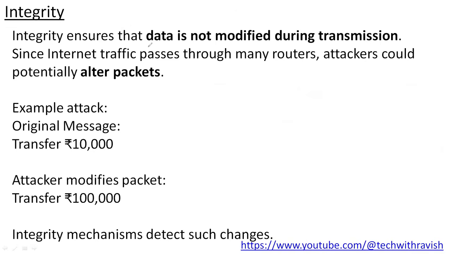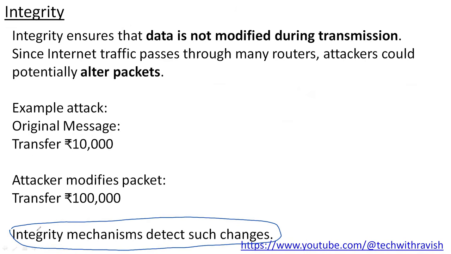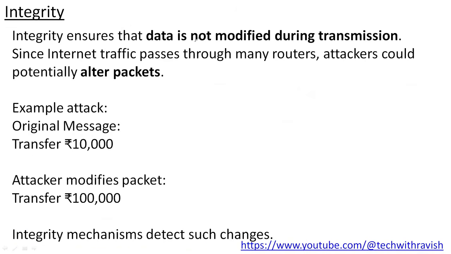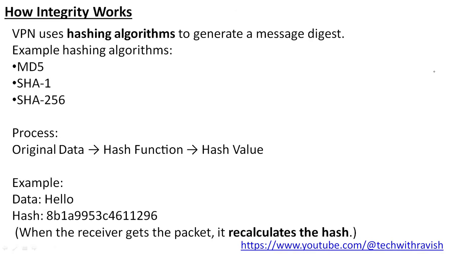Well, let's discuss how the attacker can change your message. This is our original message that we need to transfer, 10,000 rupees. So attackers can modify the packets into 100K rupees. But integrity is a mechanism that detects such kinds of changes and prevents them. So how does the integrity work?